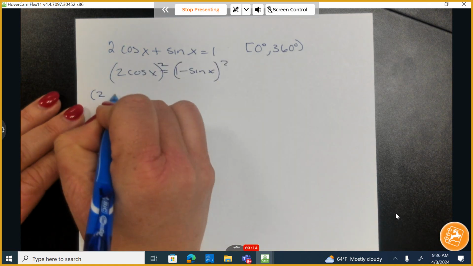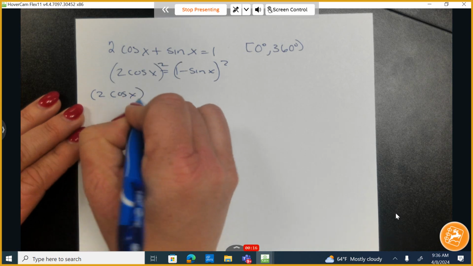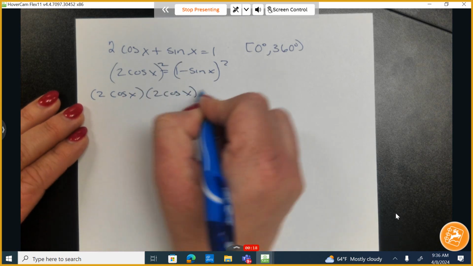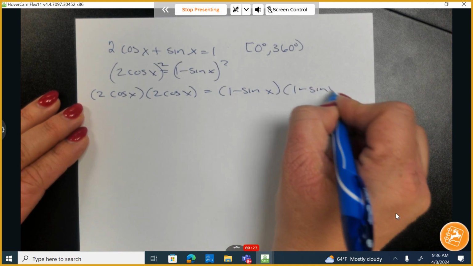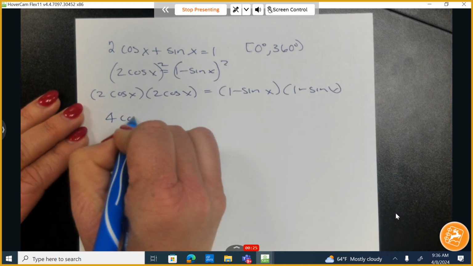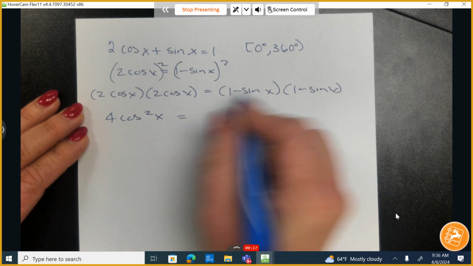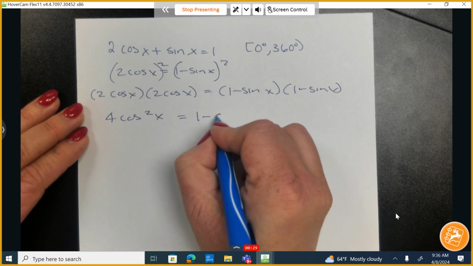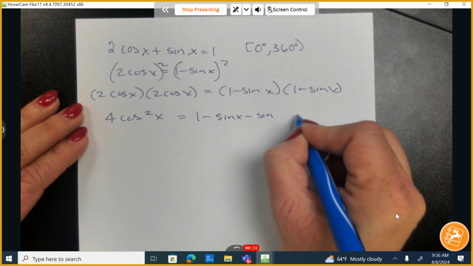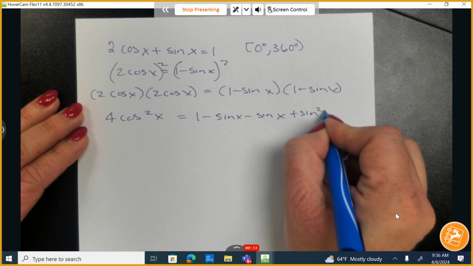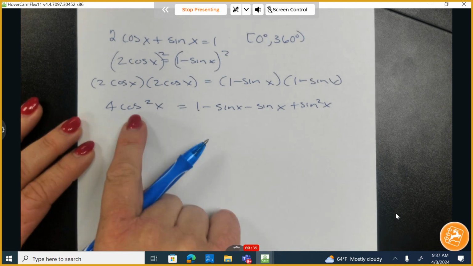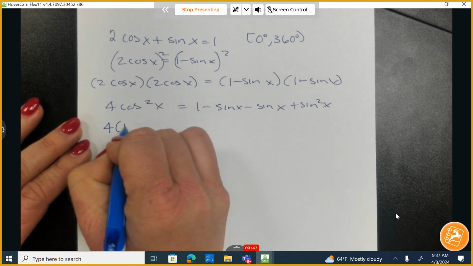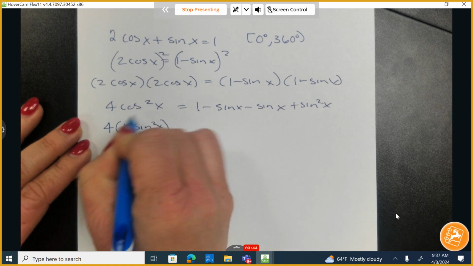So I'm going to write this down twice. 2 cosine of x, 2 cosine of x, 1 minus the sine of x, 1 minus the sine of x. So when I multiply, I get 4 cosine squared x. I'm going to FOIL this out: front, inside, outside, and last. Now, in these problems, 29 through 33, I know that the pattern is to use factoring as a way to solve. So I'm going to switch this right now to 1 minus the sine squared x. I know that's equivalent to cosine squared.